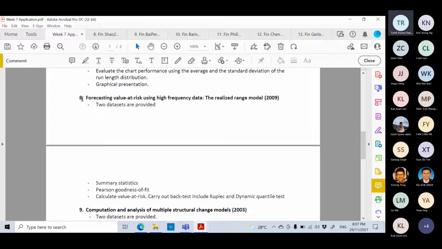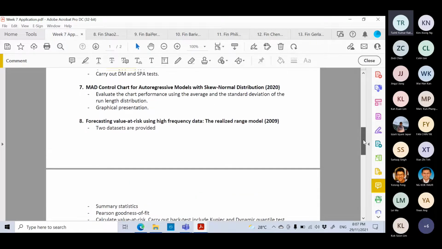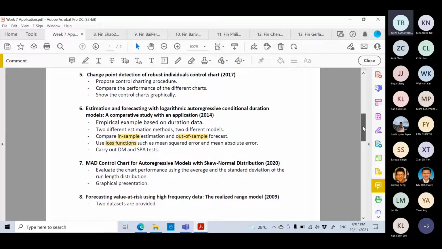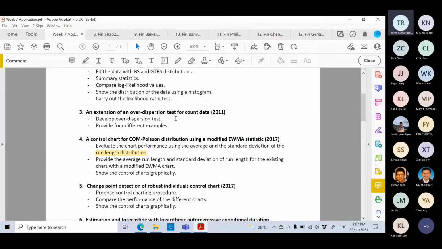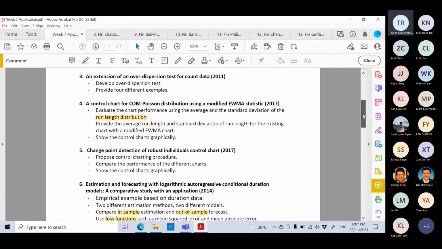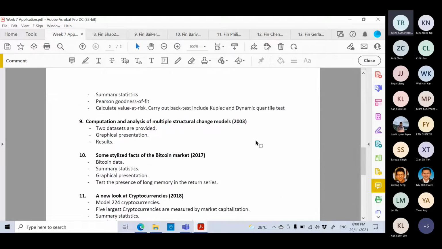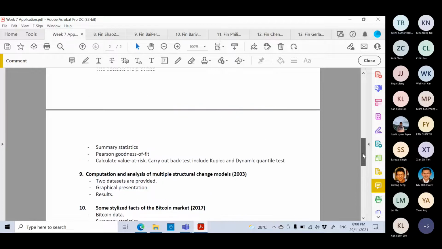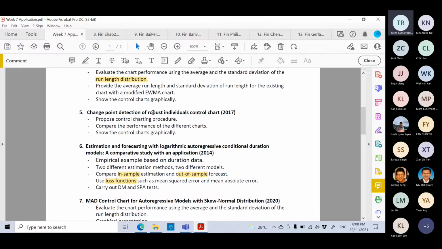So when you go through paper number 8 here and the previous paper, the test they carry out will be different because it depends on the nature of the research itself. Then for number 9 here, just now you have seen the change point they detect in quality control. But in fact, the change point can also happen in your time series data.